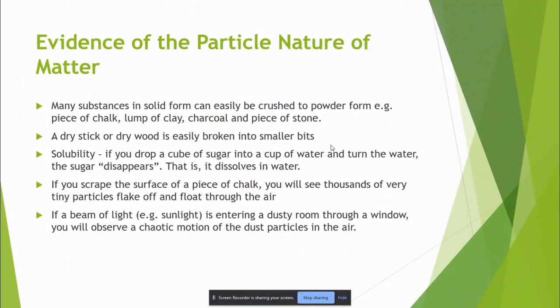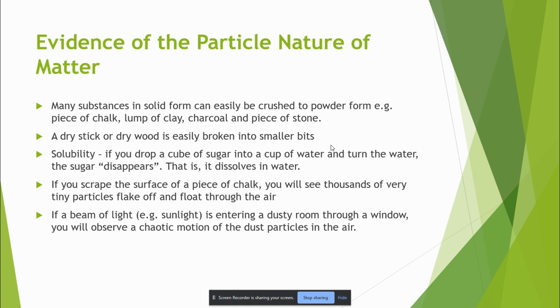Evidence of the particle nature of matter. So what is the evidence? How do we know that? Why do we come to the conclusion that matter contains particles as its basic part? Many substances in solid form can easily be crushed to powder, for example a piece of chalk. You can crush your piece of chalk into powder, or a lump of clay. Those powders represent the individual particles in that matter. A dry stick of wood is easily broken into smaller bits.